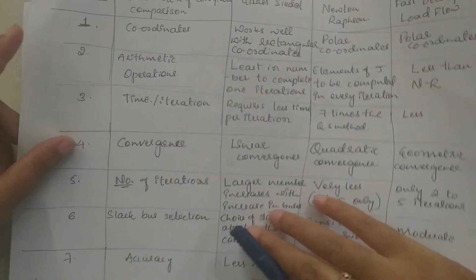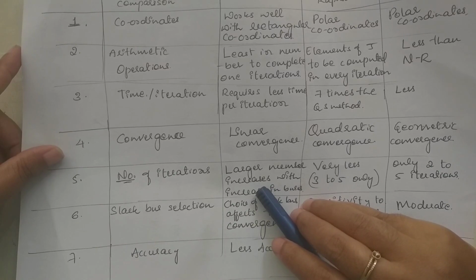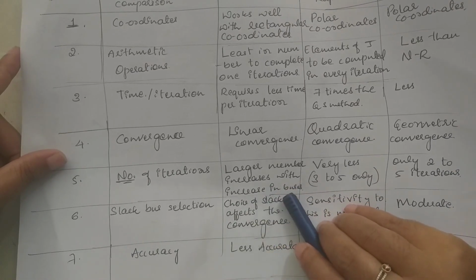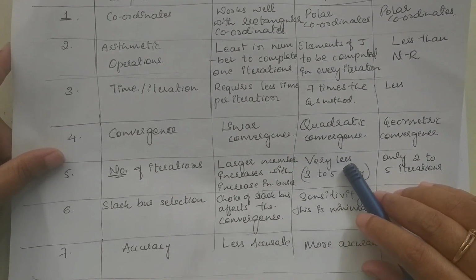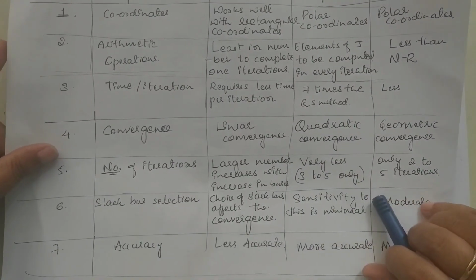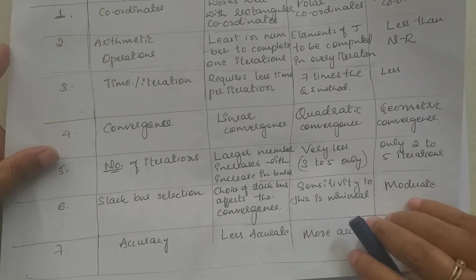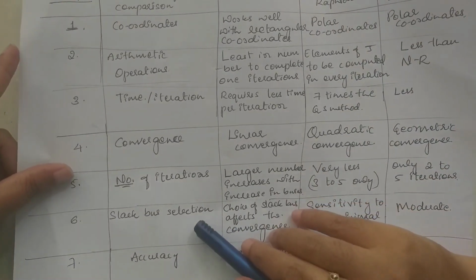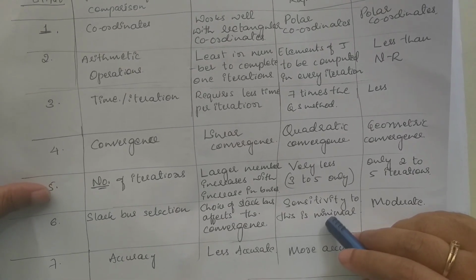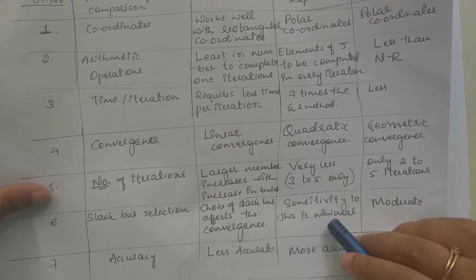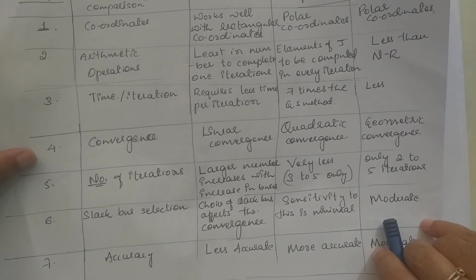The number of iterations is more in the GS method. That is the main drawback of the GS method, with the increase in number of buses. The number of iterations is very less in the NR method, only 3 to 5. In the fast decoupled method, only 2 to 5 iterations are required. Slack bus selection affects the GS method. In the NR method, sensitivity to slack bus selection is minimal, and in the fast decoupled load flow method it is moderate.